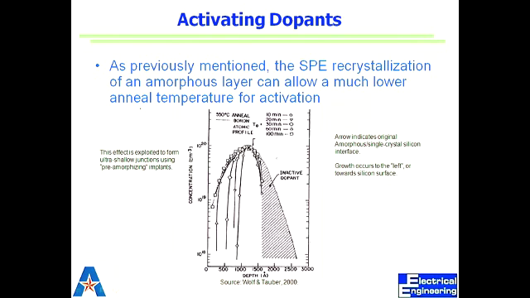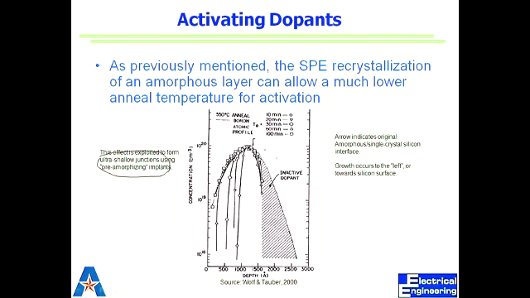It can allow much lower temperature for activation because the reformation of the crystalline structure itself is letting the dopants fall into the interstitial phase, into vacancies, to start contributing their carriers at very low temperature. Right? So this is what is used to create ultra shallow junctions using pre-amorphizing implant.